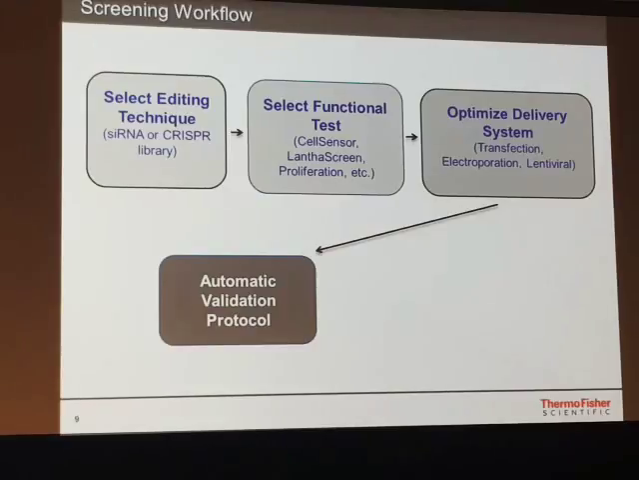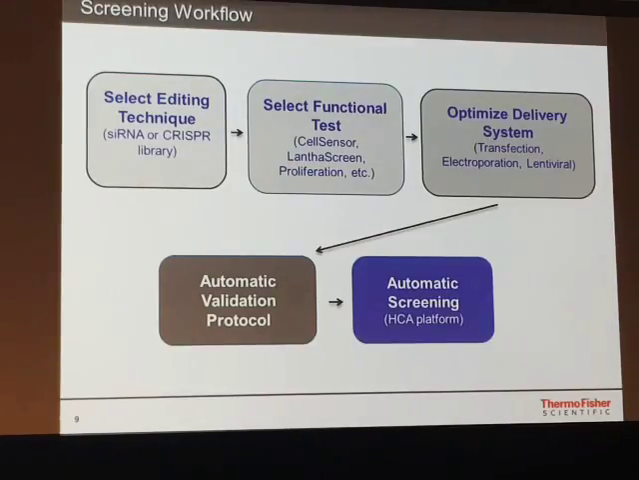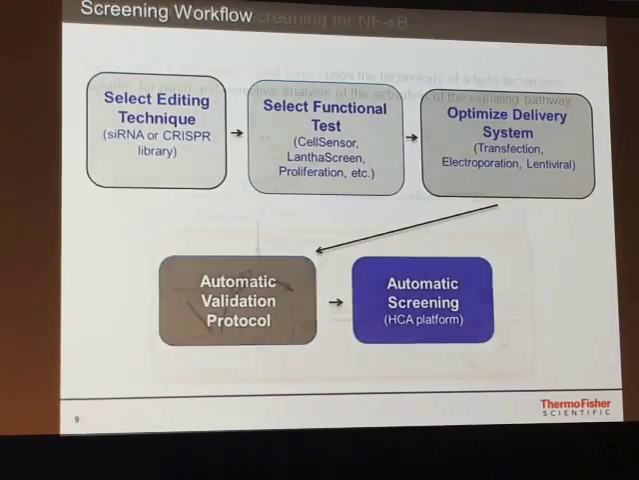And then after that, usually the part comes where I have a certain protocol that I need to validate. And I also want to automate the whole screening process. So I have a whole CRISPR library that I transfect, many different conditions. What's the fastest way, or a good way, to screen for hits? And this is where the high content analysis platforms come in.